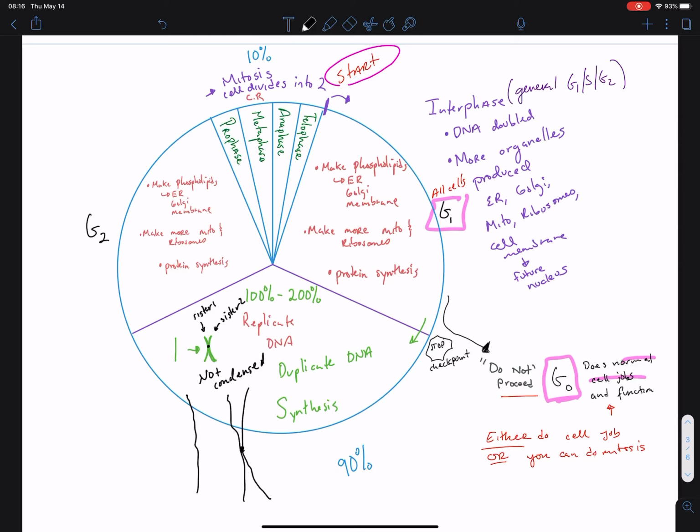Growth 2 is essentially preparing to become two cells. Do I have enough endoplasmic reticulum, Golgi, ribosomes? Do I have enough mitochondria? Do I have enough of all the things that I need in order to inevitably split into two cells that are both functional? So that's really what it's checking.